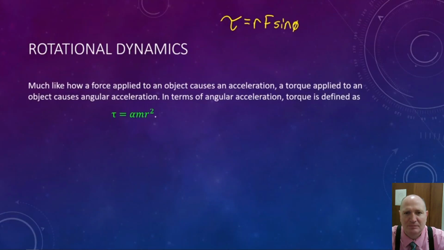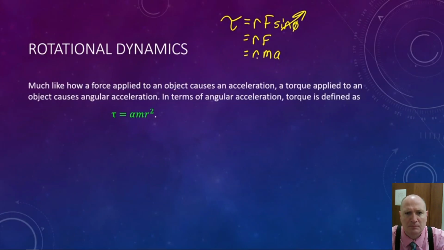Now, in this case, we're going to be looking at the tangential component of this acceleration. So when we say sine of phi, we're going to be talking about a 90-degree angle in this case. So sine of 90 is just 1. So this is really just r times F for this example. So we have torque equals rF, but we know from Newton's second law that force is ma. So really we have rma.